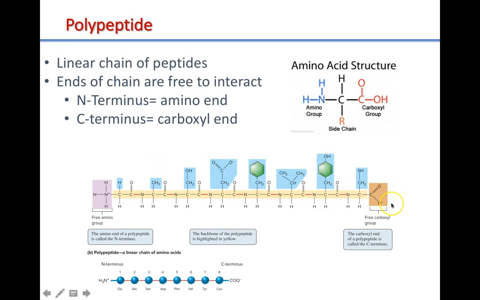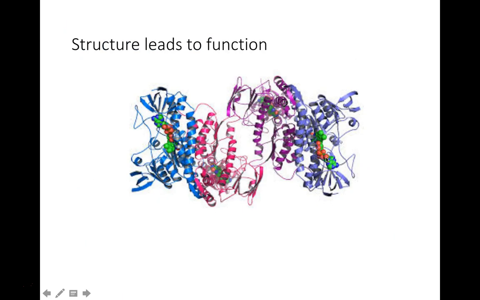And then the other side of that polypeptide is going to be called a carboxyl group, or our C terminus. So just being able to be aware that if we say N terminus, we're talking about the side with the amino group. C terminus is the side with the carboxyl group.